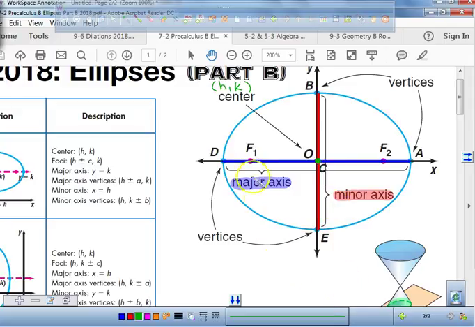Now we have some vertices. The vertices just go all the way around it. So we have 1, 2, 3, 4 vertices. Two of the vertices go with the minor axis and two go with the major axis. I'm going to put a couple of tick marks in blue and a tick mark in red. From B to C is the same distance as from C to E, and from D to C is the same distance as from C to A. Those distances are always going to be equal.